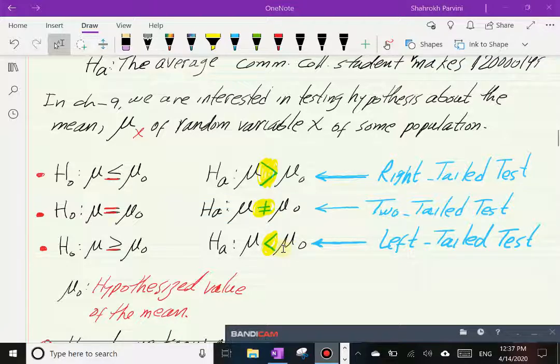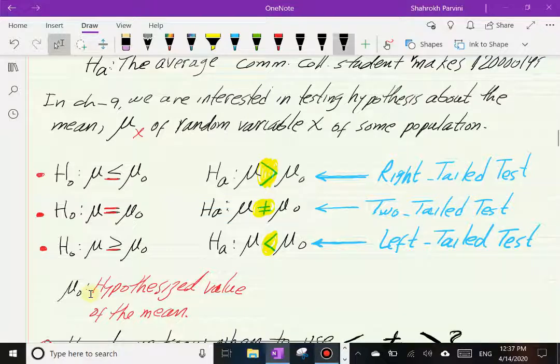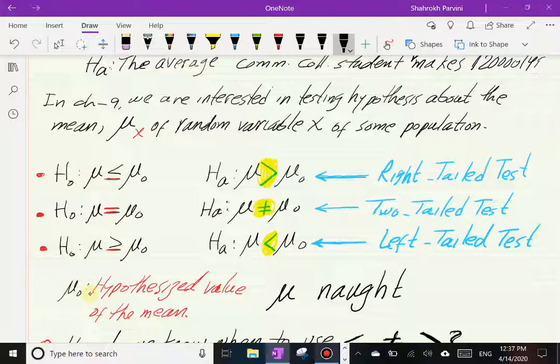So this hypothesized value, for example, with my rent example, was $1,500. That's what mu sub 0 is, mu naught. And that's what they call this one, mu naught. This is the spelling of the mu naught, N-A-U-G-H-T, mu naught. That's how this subscript is read.